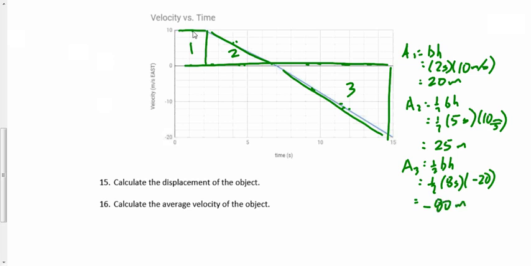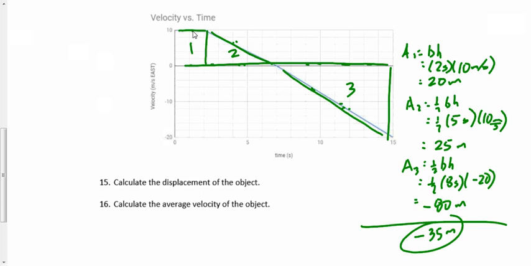Right? We add those up. 20 plus 25 plus negative 80 gives me negative 35 meters. So we do have some positive displacement there, but overall, the displacement is negative. In other words, we end up to the west overall.